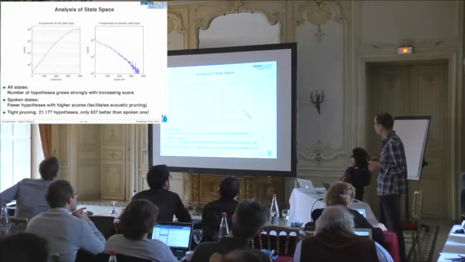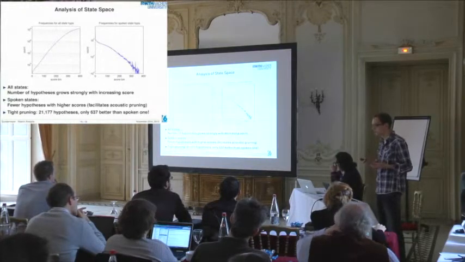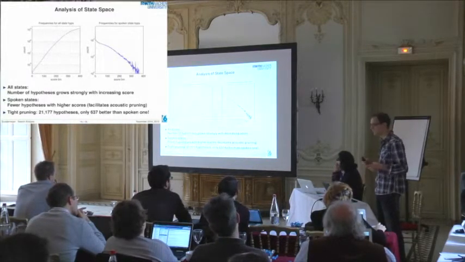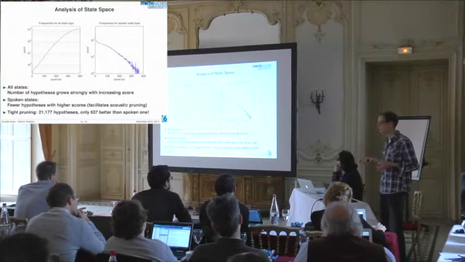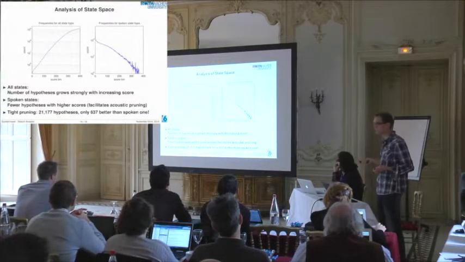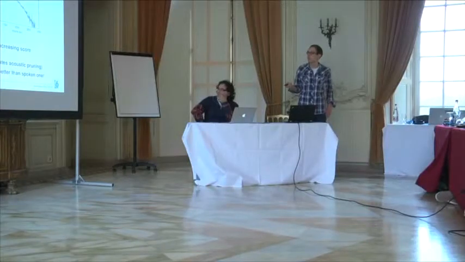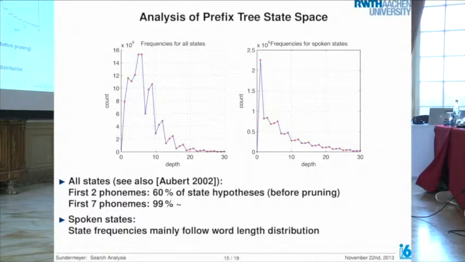So this seems to show that, even though we use our state-of-the-art pruning methods, the pruning is not really very tight. I mean, you could, at least in theory, this is some kind of a lower bound, reduce your search space by a factor of 30 and still not do any pruning errors, at least on average. And as we do a lexical prefix tree search, I'd also like to show the results of the search space in terms of the prefix tree.